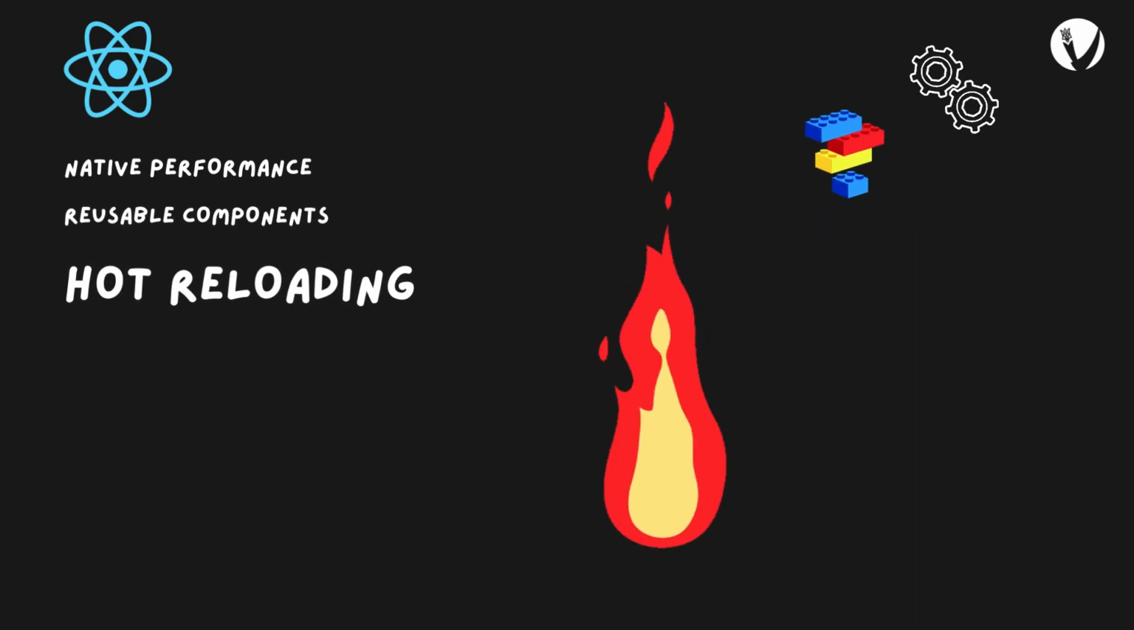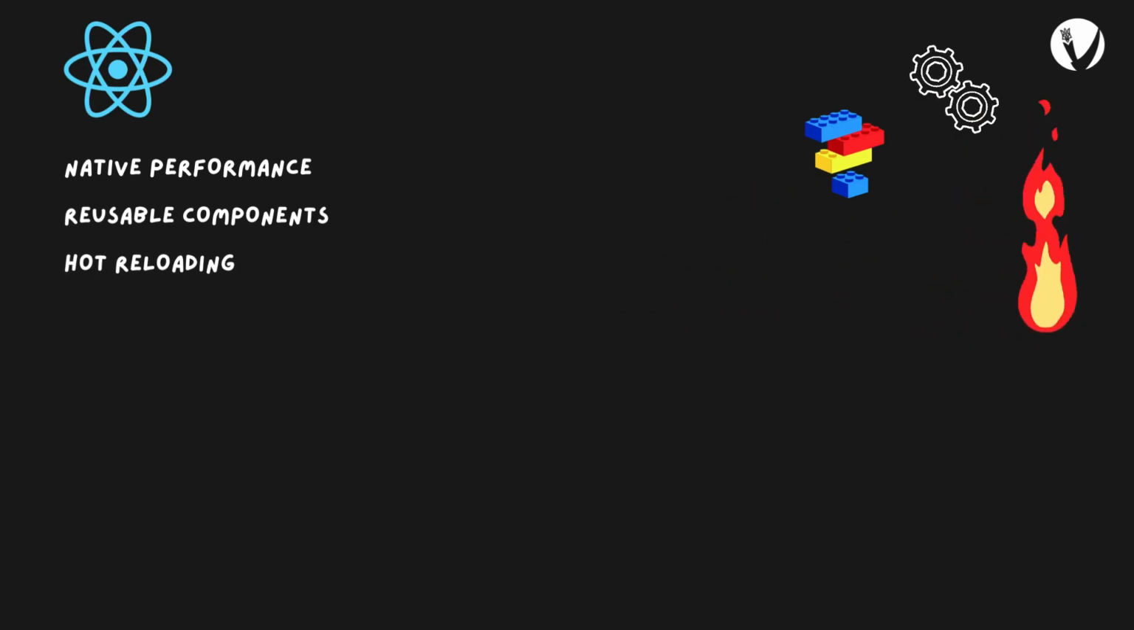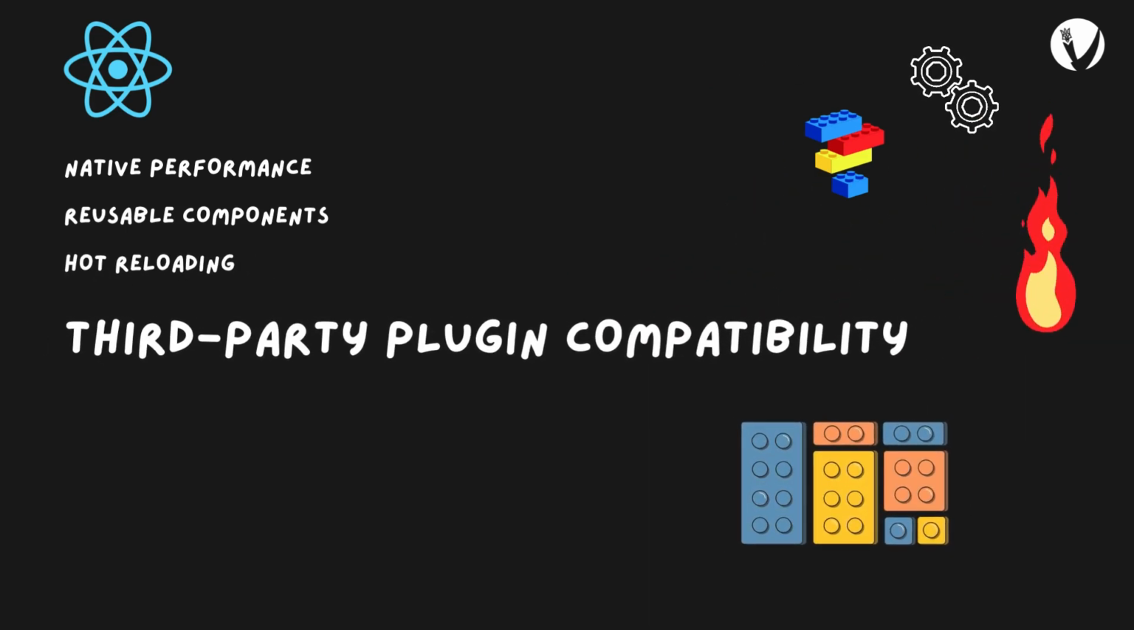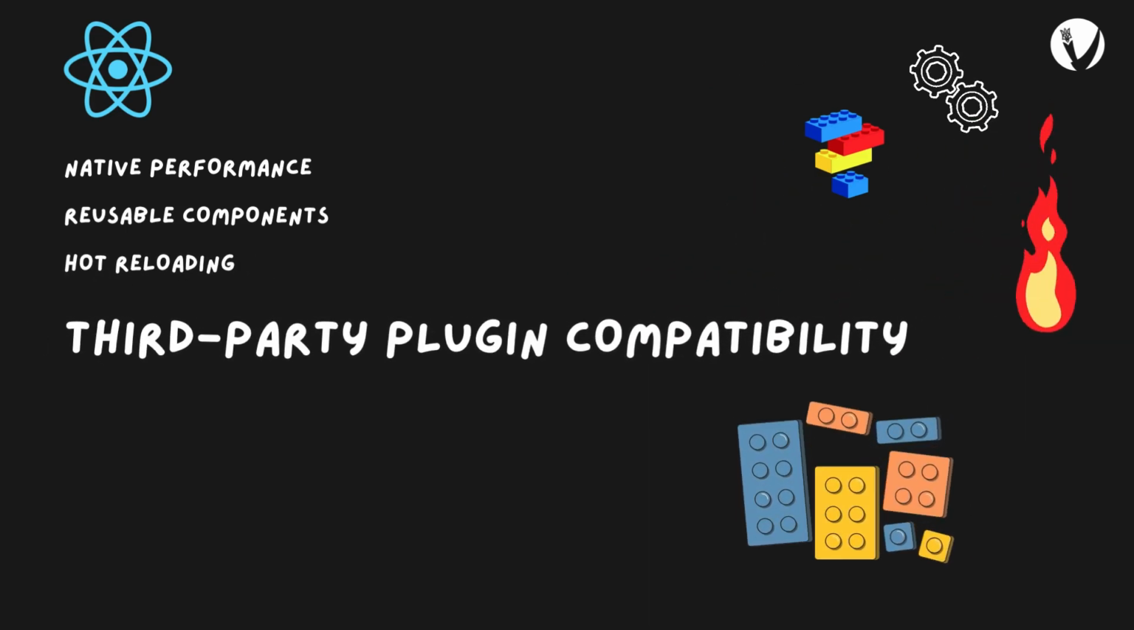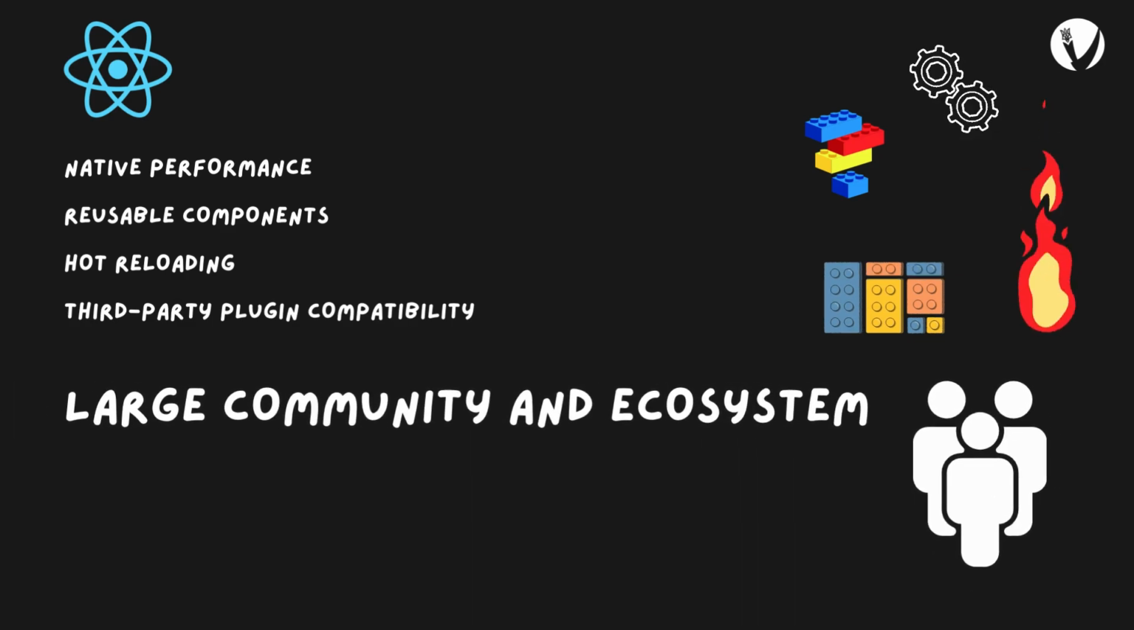With hot reloading, you can instantly see the changes you make to your code reflected in the app, speeding up the development process. Third-party plugin compatibility. React Native has excellent support for third-party plugins, allowing you to easily integrate native functionality into your app. Large community and ecosystem. Thanks to its popularity, React Native has a vast community of developers and a rich ecosystem of libraries and tools to help you build amazing apps.